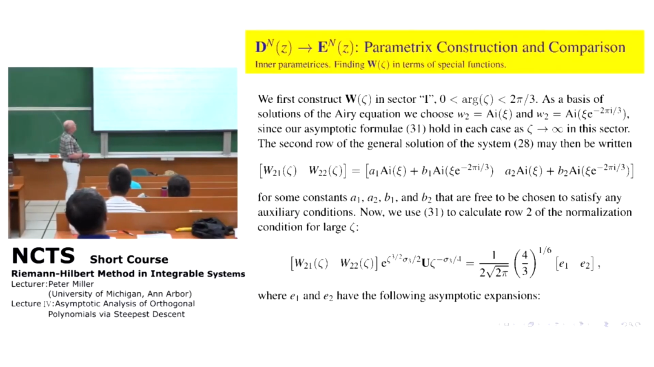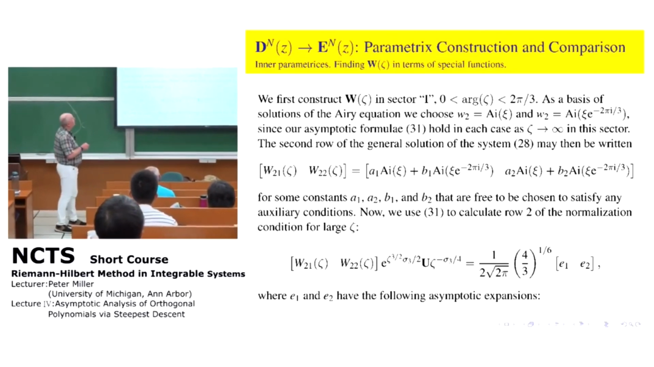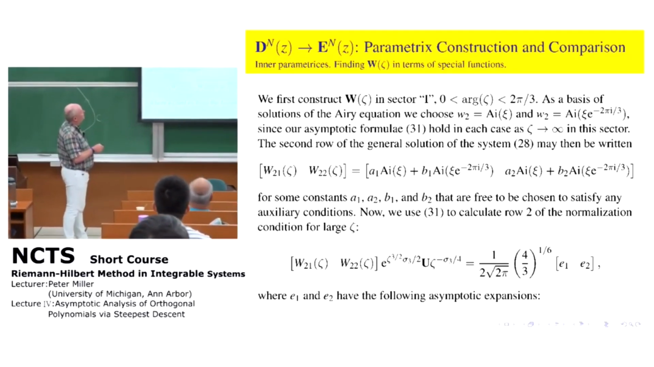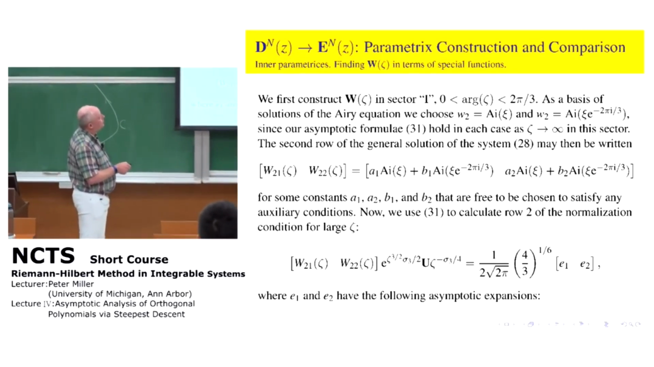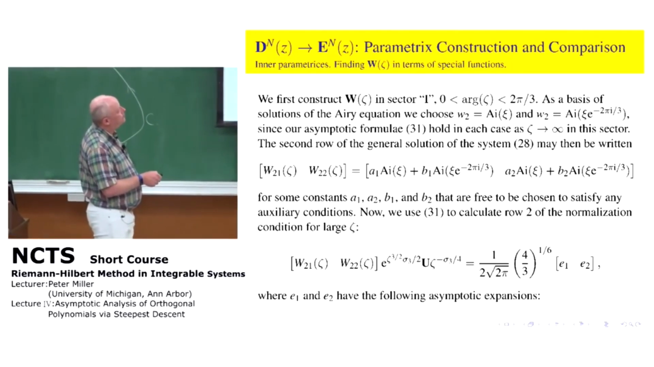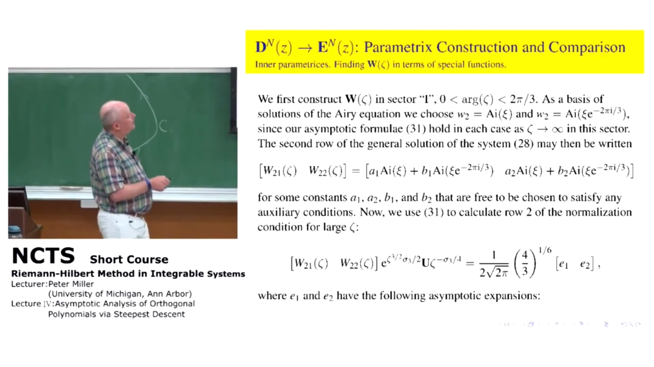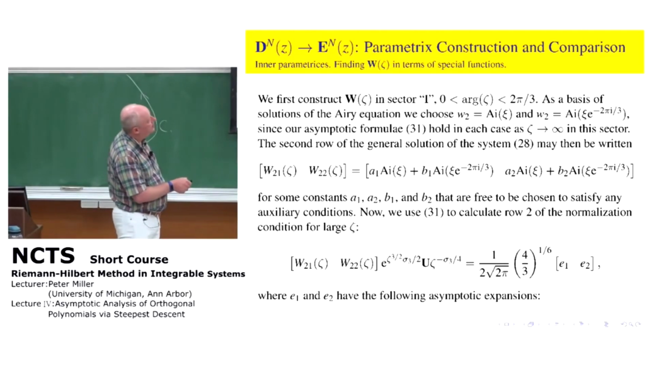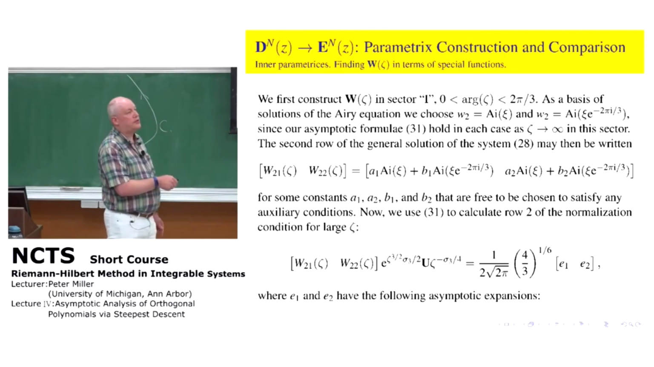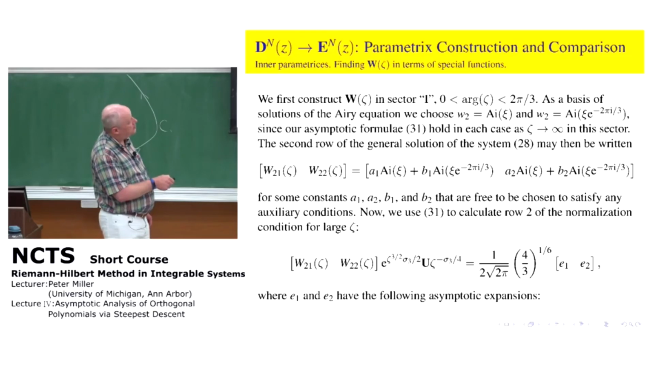All right, so we know a lot about this, so this second row anyway. So we first construct the matrix W in sector 1, which is the one where arg zeta is between 0 and 2 pi over 3, okay? So here, as a basis of solutions of Airy's equation, we're going to choose the Ai function and this particular rotated version of it. So if you go and look on the digital library of mathematical functions, they will tell you that when zeta is in this range, which also, by the way, means xi is in that range because they are related, right?